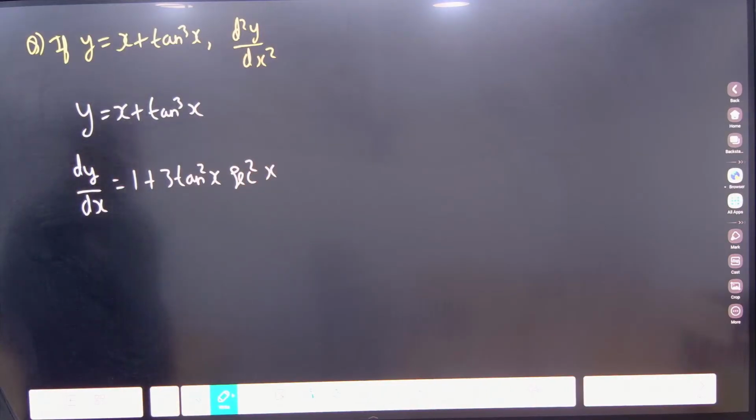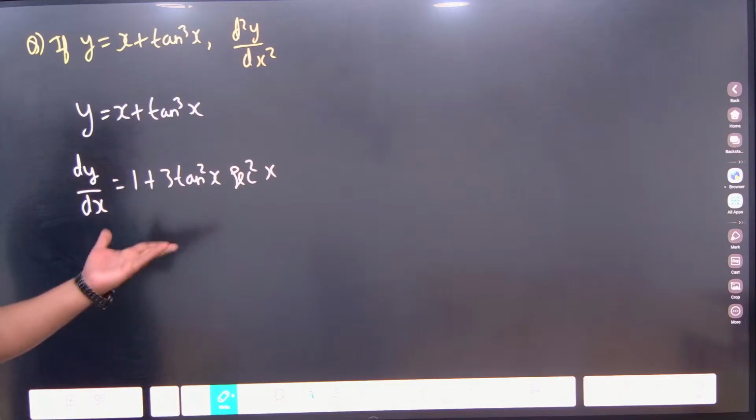So this is what we got, dy by dx: 3 tan square x. Derivative of tan x is what? Secant square x. Derivative of x is 1, so no need to write 1. Keep it as it is.